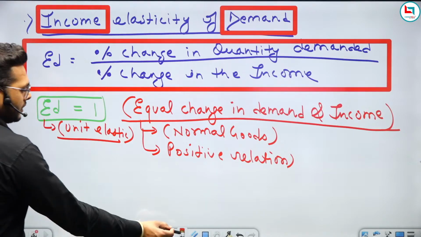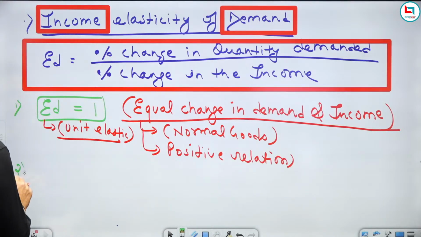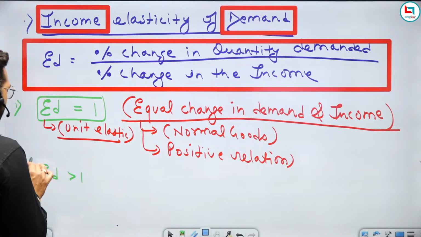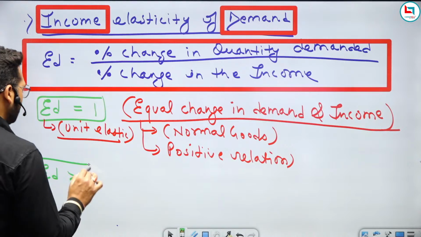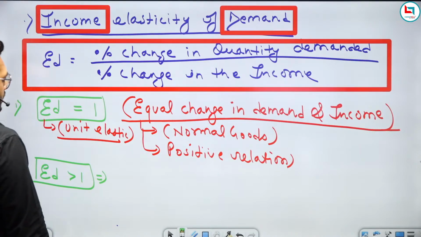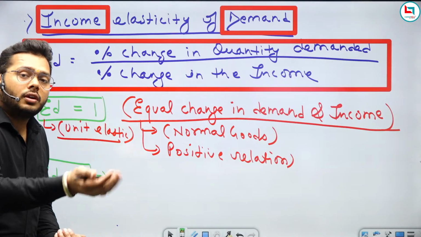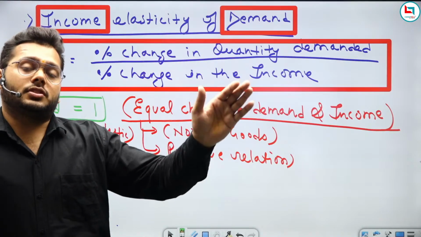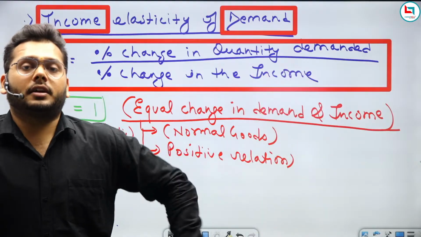Now the second one is what? ED is greater than 1. Now ED is greater than 1 means what? We can say the demand is high, but your income is not increased that much. Your income doesn't increase that much, but your level of demand increased that much, right?